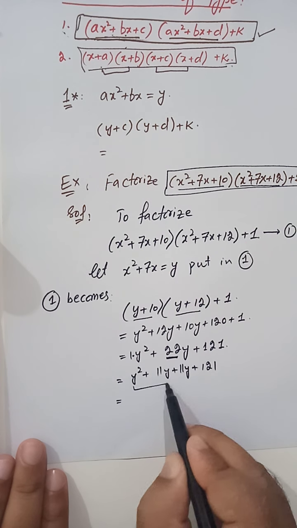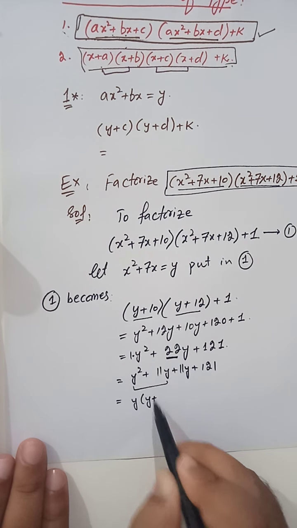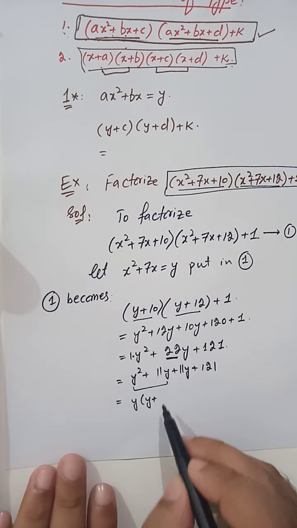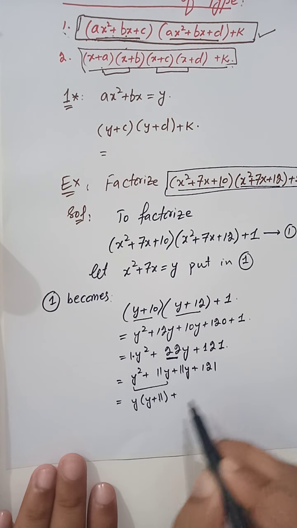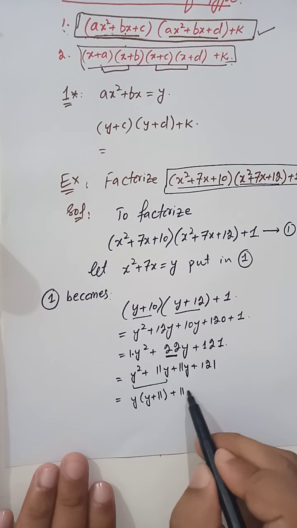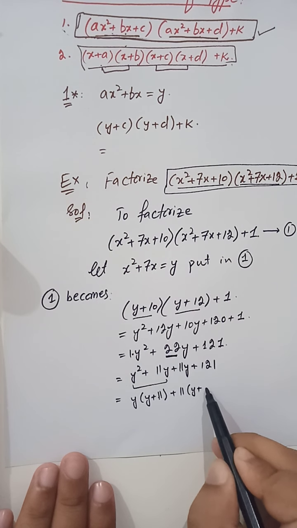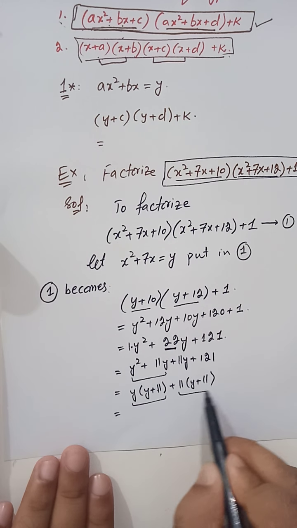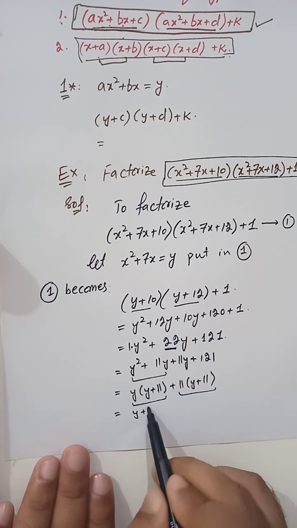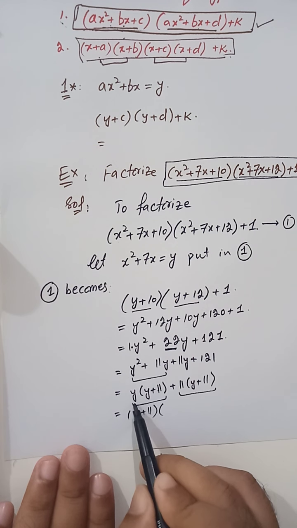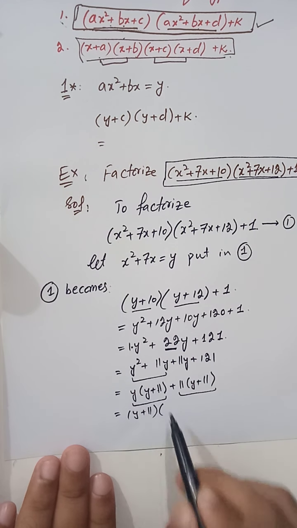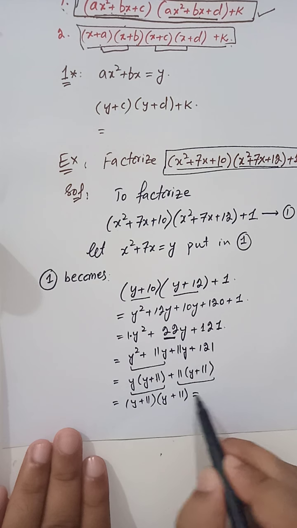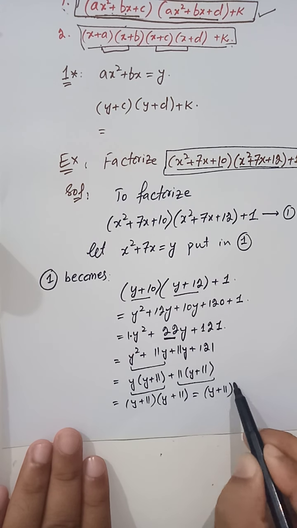So take y common from the first two terms. When y is taken out, inside you will get y plus 11. Then take 11 common from the remaining two terms. When 11 is taken common, inside you will get y plus 11. Consider this as one term and this as another term. In these two terms y plus 11 is again common, and the rest of the expression will be y here, and the remaining term is plus 11. So I can write y plus 11 whole square.